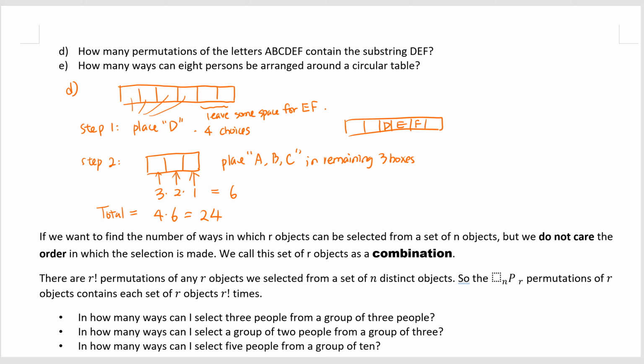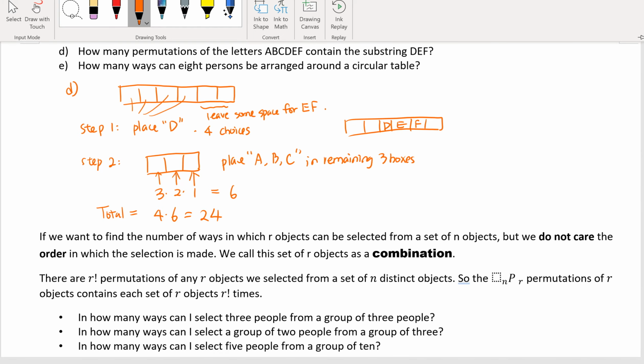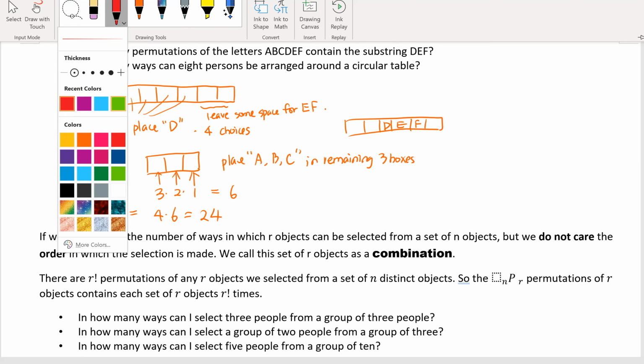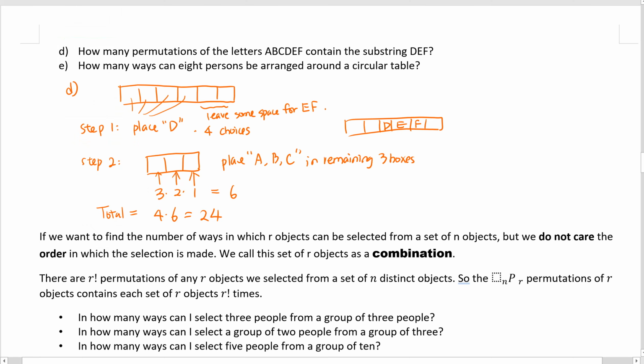Okay, let's continue. Part E. Let me use a different color to distinguish. So how many ways can 8 persons be arranged around a circular table? We already mentioned this before. If it's 8 persons, then it's 8 minus 1 factorial, right? And how do we think of that? Let's revisit it again.